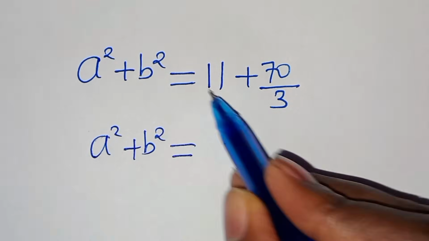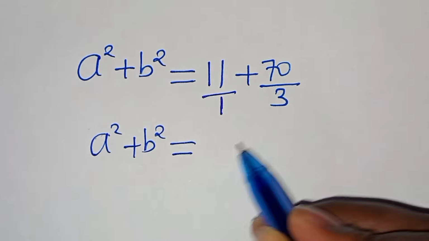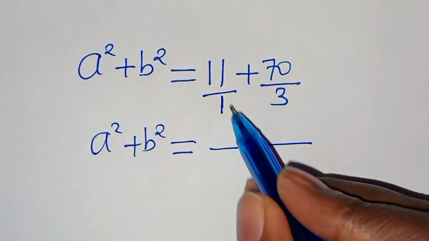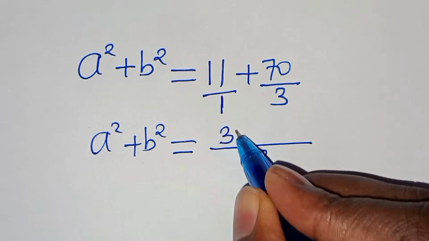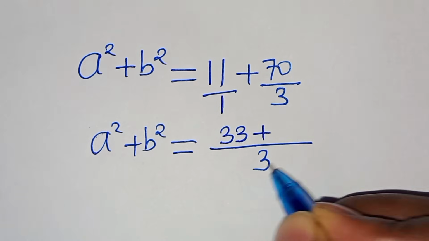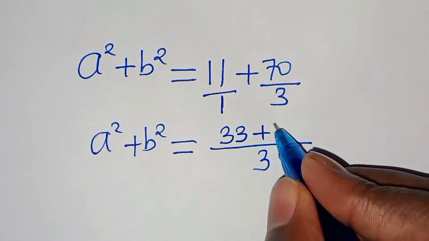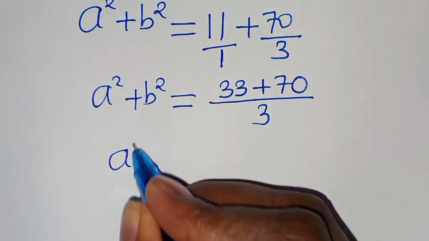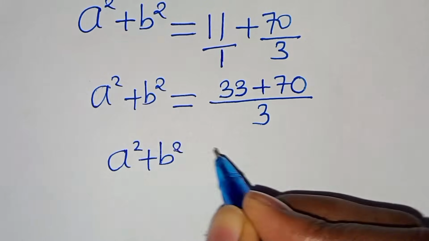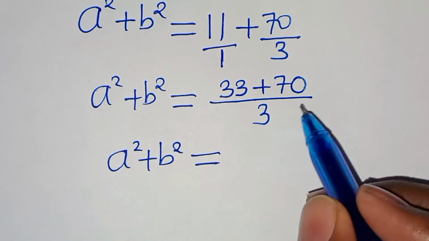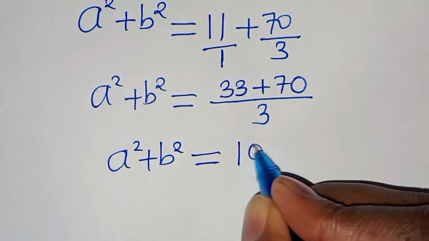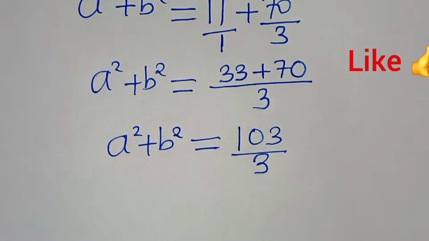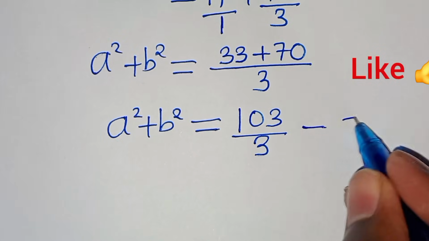This is equal to, now 11 is a whole number, so this is over 1. We have the LCM here, which is 3. 3 divided by 1 is 3, times 11 is 33. Then plus 3 divided by 3 is 1, times 70, so this is 70. So we have a squared plus b squared equal to 33 plus 70, which is 103 divided by 3. Let's call this equation 5.